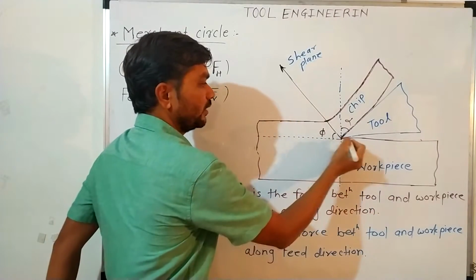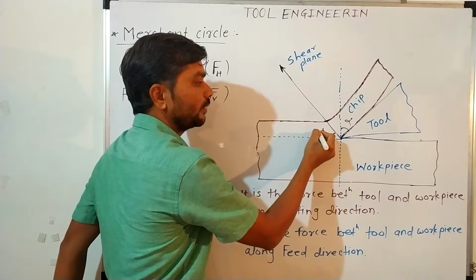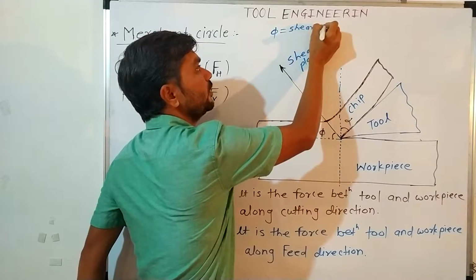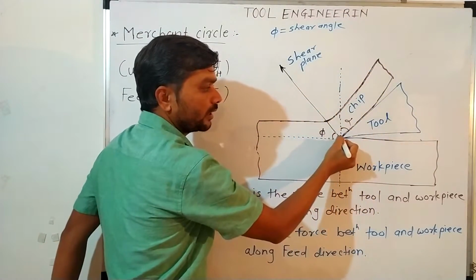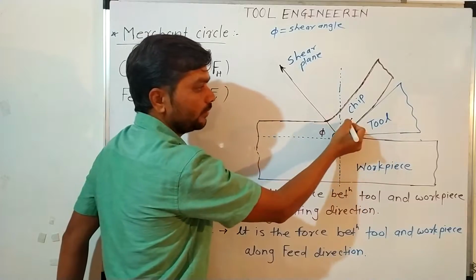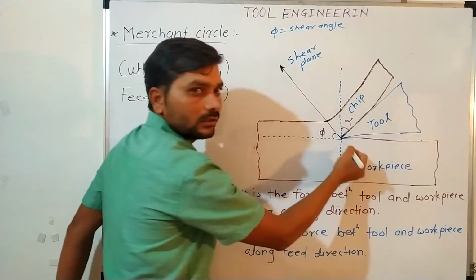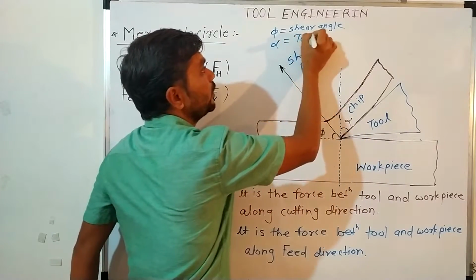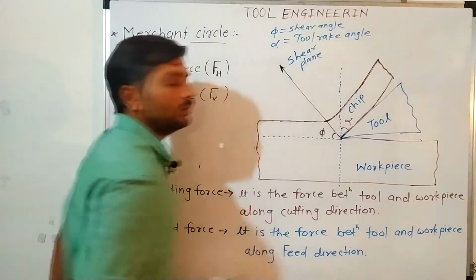If we draw one horizontal line with the shear plane, this angle represents the shear angle. So phi indicates the shear angle. If we draw the vertical line along the tool tip, then the angle between the vertical line and the tool face is called alpha, and that alpha indicates the tool rake angle.